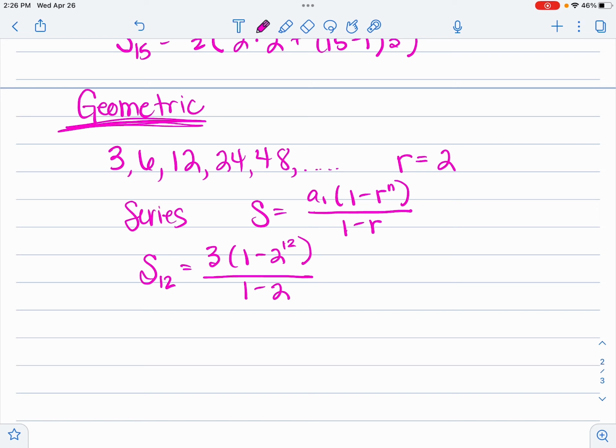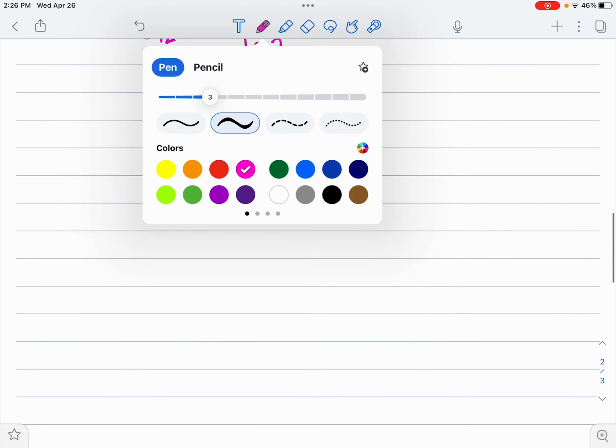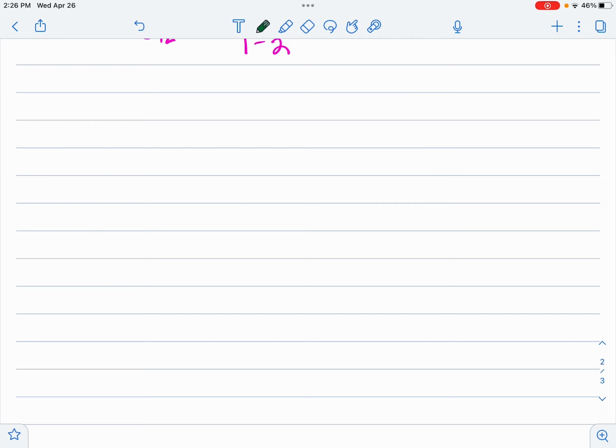But let's look at what happens if we have something called an infinite series. I remember being in high school and learning these, and I don't know why this just absolutely blew my mind. I was still wrapping my head around the concept of infinity.